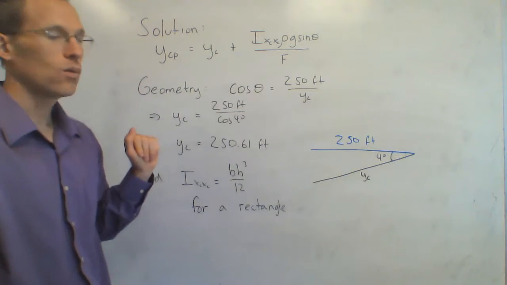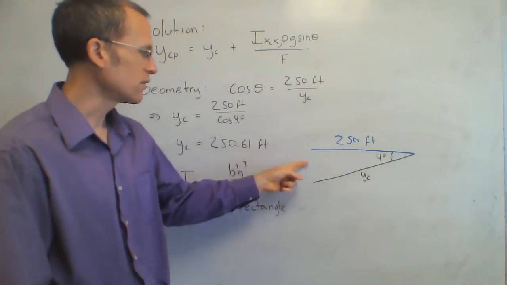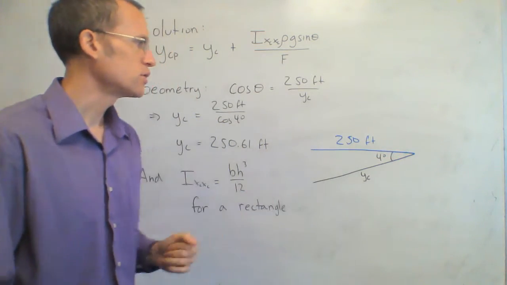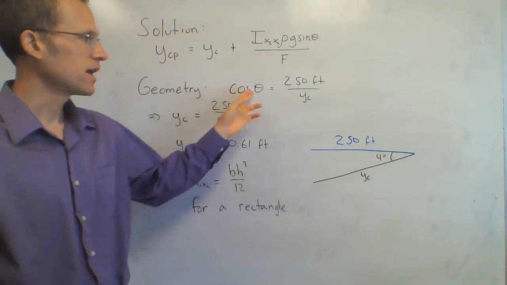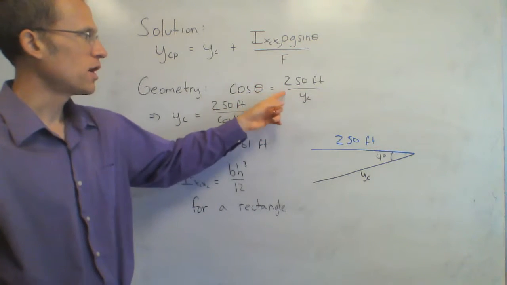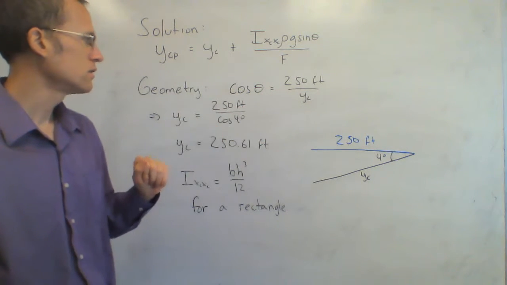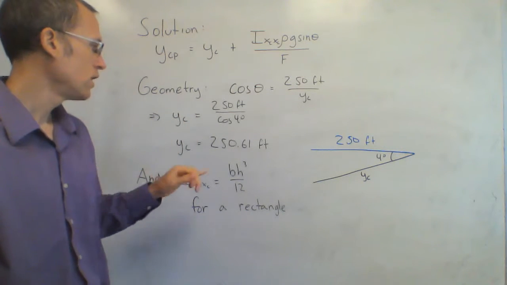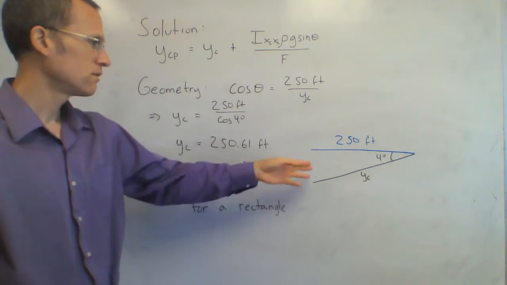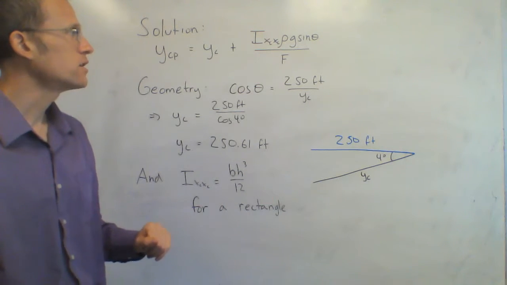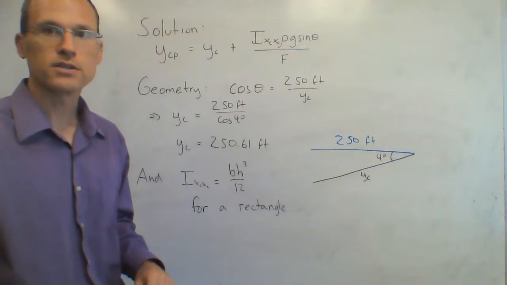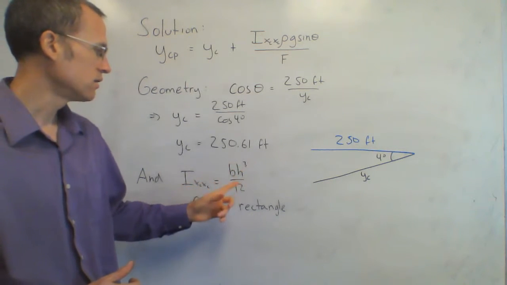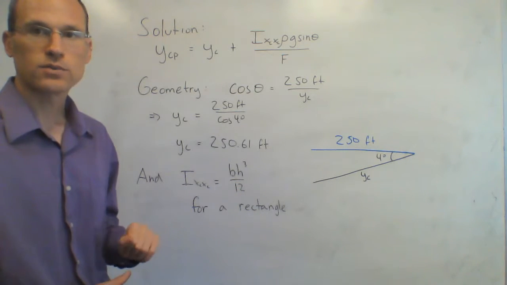First, yc, the y value of my centroid. I found hc before, the actual depth, but now I want to find yc, this angle coordinate. Again using geometry, you can find that cosine of theta is adjacent over hypotenuse, so 250 feet over yc. So I can find yc through that. 250 feet divided by cosine of 4 degrees gives 250.61 feet. And the other thing I need to know is the moment of inertia of this square plate. Moment of inertia for any rectangle is base times height cubed divided by 12. So that's what I'm going to use.